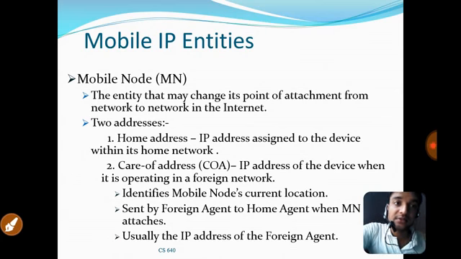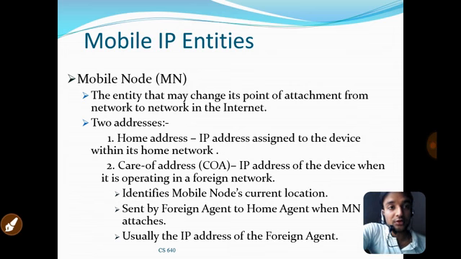Let's see the terminology. The first terminology is mobile node. Mobile node is just the mobile device, okay? The entity that may change its point of attachment from network to network in the internet is called mobile node. There are two kinds of addresses. First is home address. The IP address assigned to the device within its home network is called the home address.